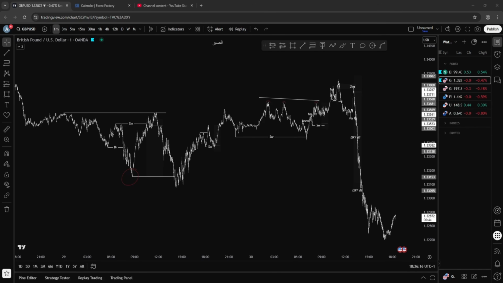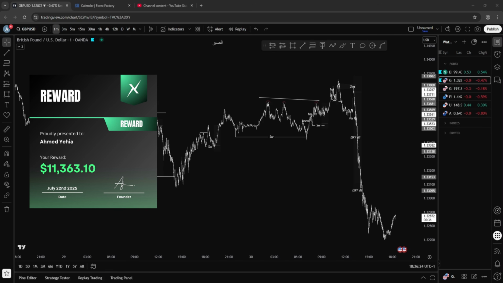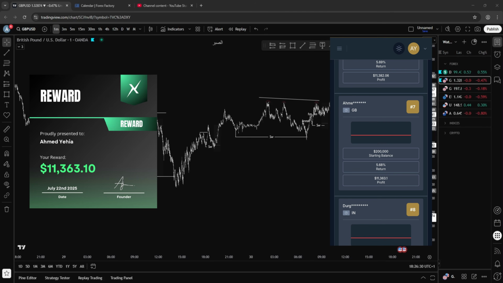I made $11,000 in one day trading Forex, but let me be real, it took me blowing so many accounts and years worth of grinding to get here. As you can see on the screen, this is my payout of $11,363.10, and this is also me on the global leaderboards.